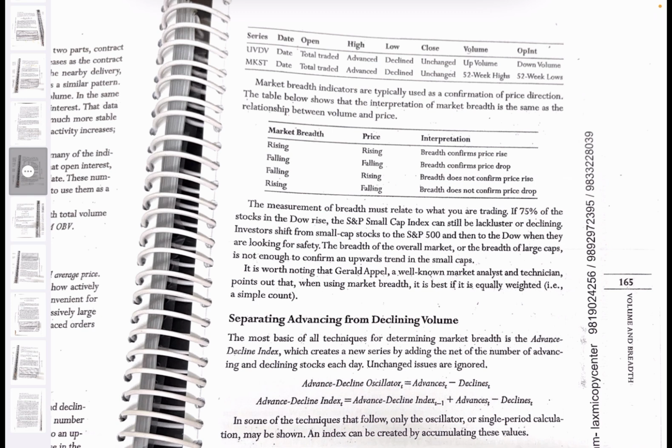So since the advances are increasing and the price is also increasing, we can see that the price is rising. Then we have the advances declining because the market breadth is falling and the price is also falling. So that means that the downtrend is confirmed.